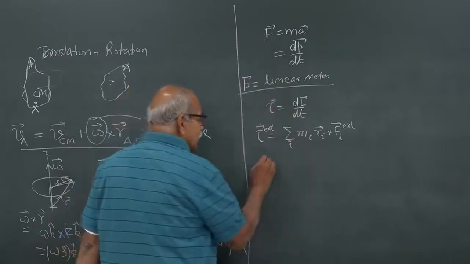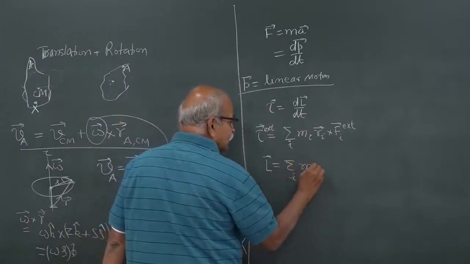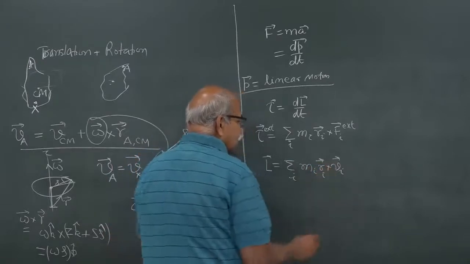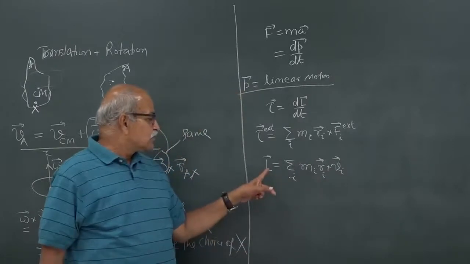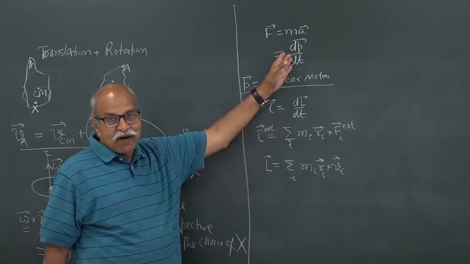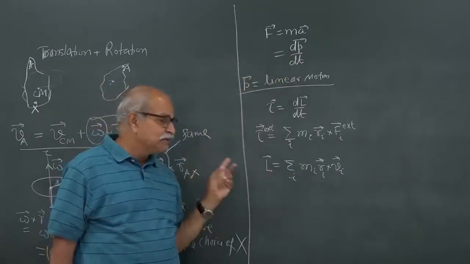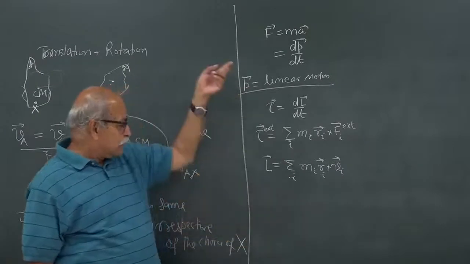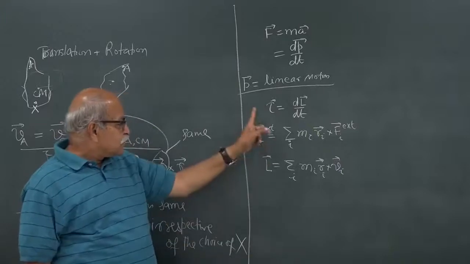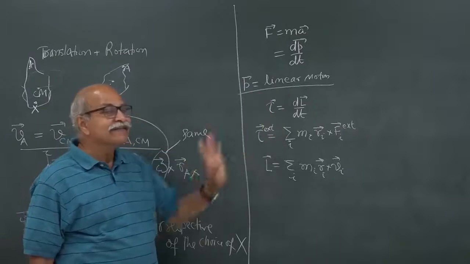The angular momentum L is summation over i of mi ri cross vi, or ri cross pi. This also depends on the choice of the origin. That is not the case here. Linear momentum of a particle does not depend on the choice of the origin, but angular momentum, yes. So, be very careful. The angular momentum has to be calculated about that point, and the torque has to be calculated about that same point, and then torque is dL/dt.